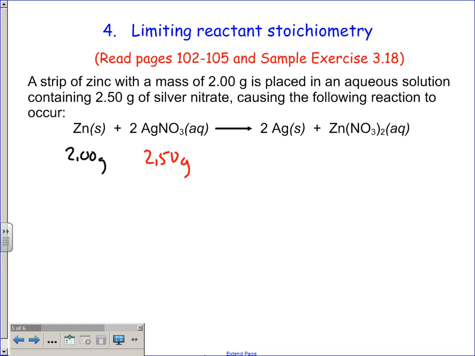Now, the concept that I talked about in class is remember, the limiting reactant is the substance that gets consumed first, and when it's gone, you stop making anything else. At that point, the reaction dies.